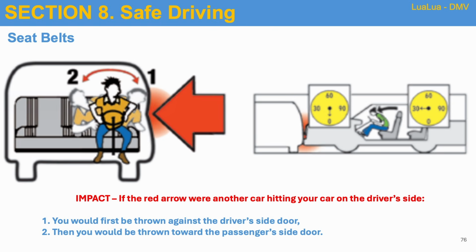Wear the shoulder harness across your shoulder and chest. There should be little to no slack. Do not wear the shoulder belt under your arm or behind your back. Adjust the lap belt so that it is snug and lies low across your hips. Otherwise, you might slide out of the belt in a crash. If you are pregnant, wear the lap belt as low as possible under your abdomen. Place the shoulder strap between your breasts and to the side of your abdomen's bulge.